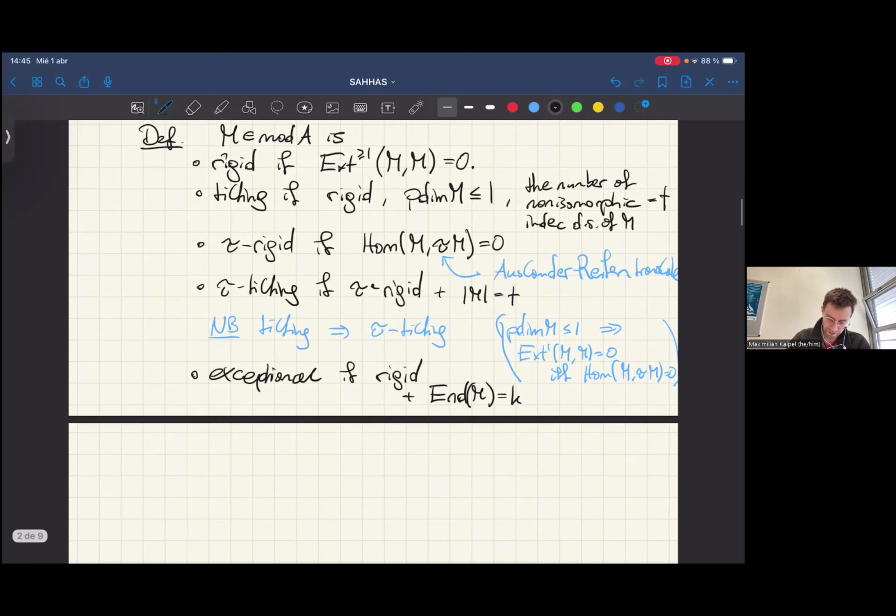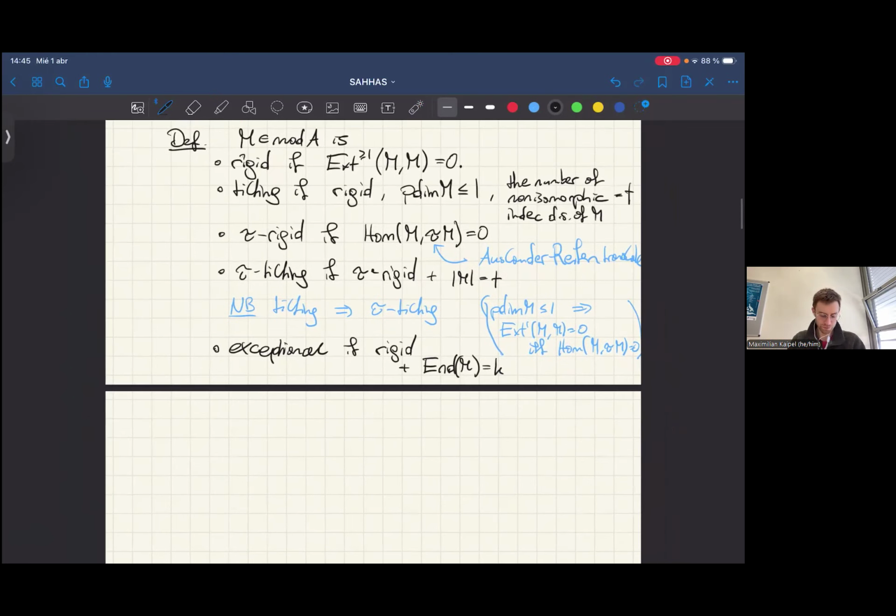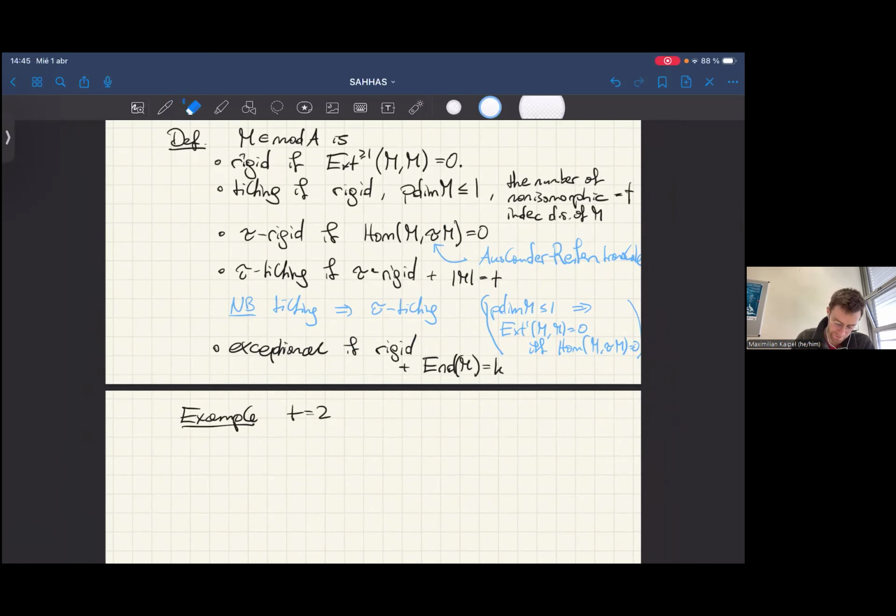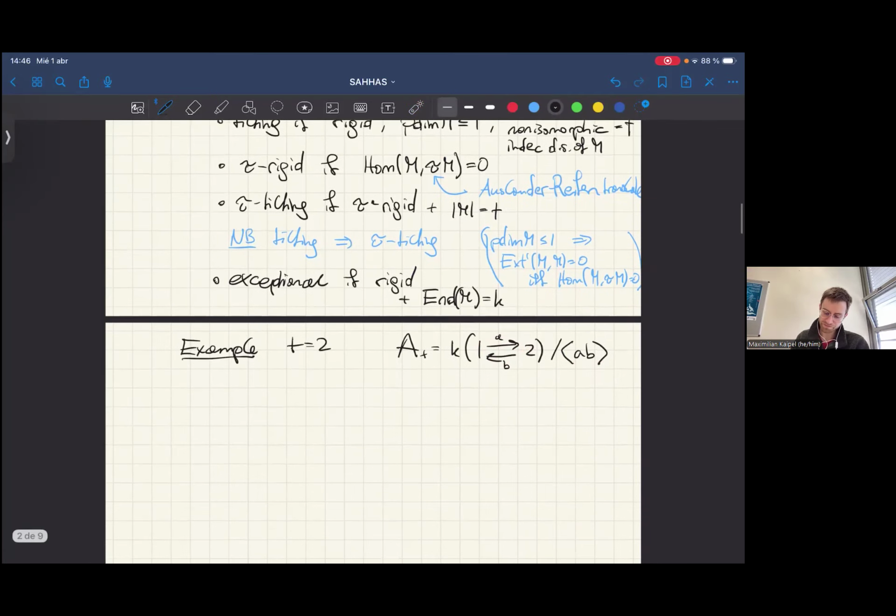To illustrate this a bit better, let me give you an example of our algebra for a small t. So let's choose t equals 2. Then our algebra will be given by the following quiver and relations. It'll be just two vertices, A and B, with arrows, and we will kill the ideal given by the path A and then B. This is the way that I compose these arrows here.